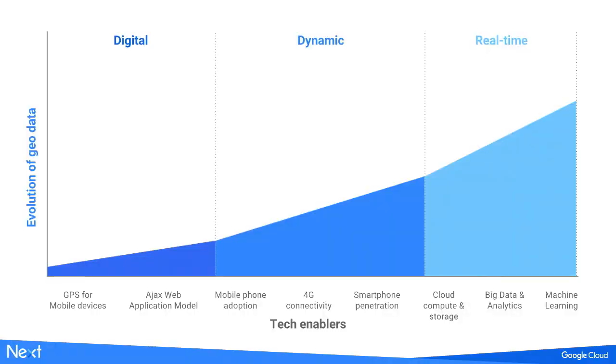Then, with the advent of big data and machine learning, we were able to move again from dynamic maps to real-time location data. We now take an ever-increasing number of these real-time signals into account to provide our users and a huge range of third-party applications with a more nuanced and intelligent model of the world.